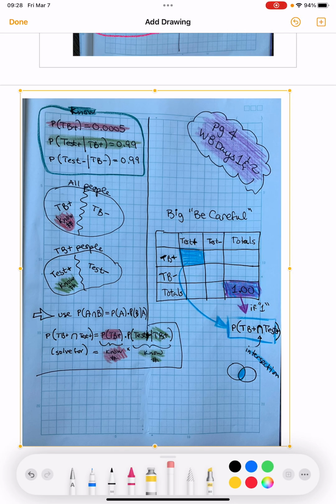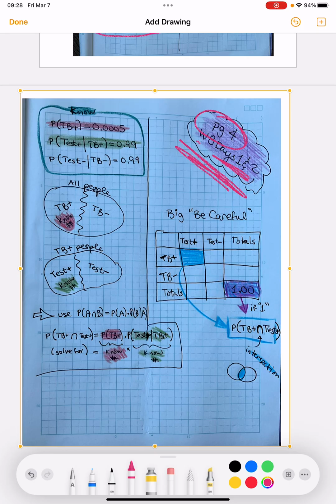All right, so in this second helping video, it's on the same packet. It is week 8, days 1 and 2, but this is on page 4. So pause the video if you need to and find page 4. And it had to do with the tuberculosis.